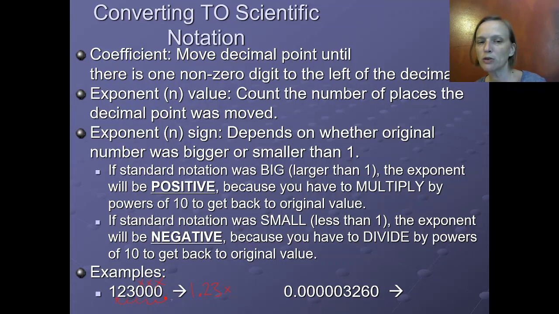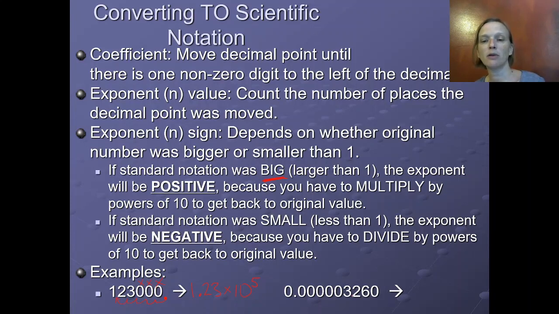But 1.23 is clearly not the same as 123,000. These two numbers are not the same. I have to multiply times 10 to some power to make it equal to 123,000. I'm going to multiply it times 10 to the 1, 2, 3, 4, fifth power. And that is a positive 5 because my original number was big, was larger than 1. This number is much larger than 1, so my exponent is positive.